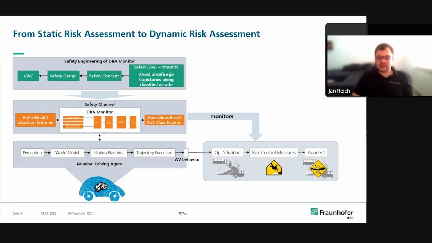And this means that we have to make sure that the underestimation of the risk of a particular hazardous event is always avoided. Put differently, for the DRA monitor, we need to demonstrate that it avoids unsafe ego trajectories being classified as safe. That's the critical failure mode of this safety function. And although it is often not explicitly called that, many current AV architectures perform dynamic risk assessment in one way or the other. That's why we should now review the state of the practice DRA approaches, also from a safety perspective.